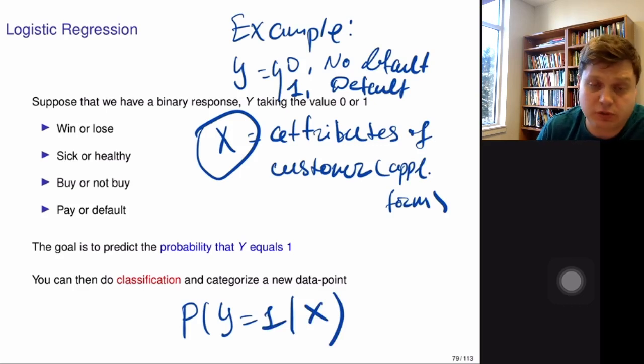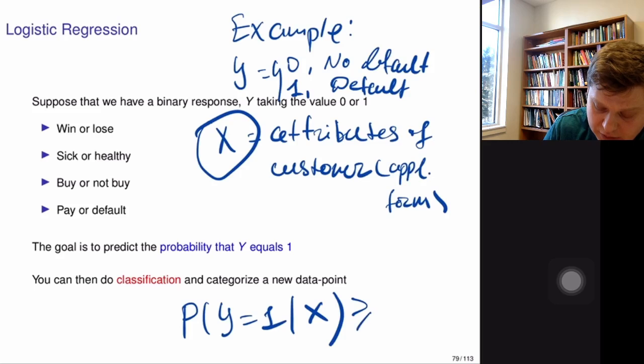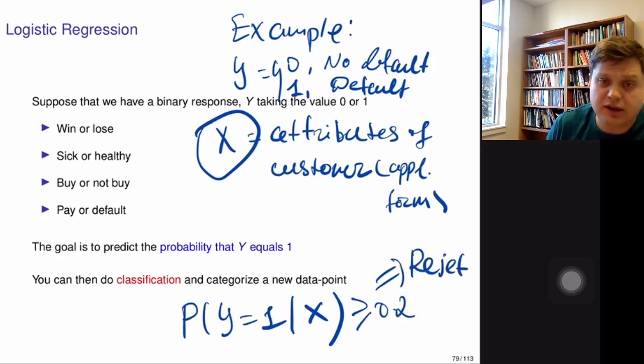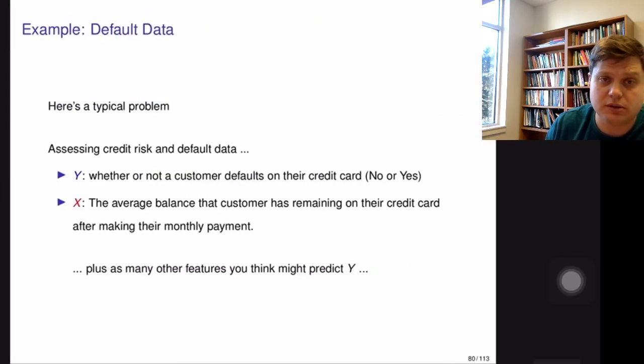And then usually banks will put some threshold. So they say if the probability of defaulting is greater than or equal to 0.2, then they reject the application, and if it's less than or equal to 0.2, of course they will accept the application and you get the loan. So that's how this works nowadays. It's more or less an automated process with very little human intervention.